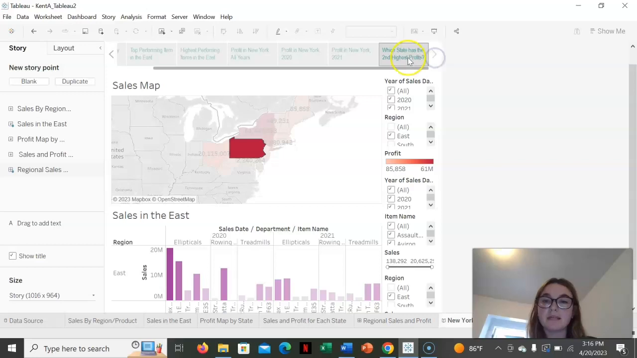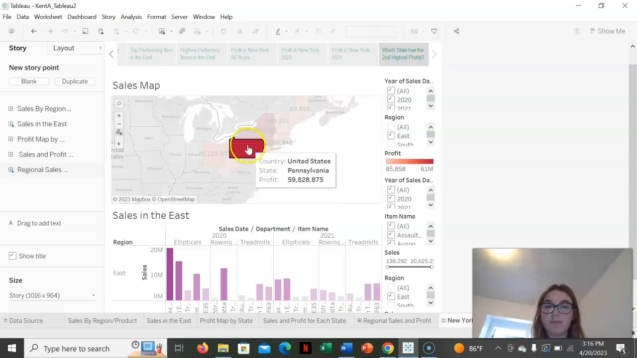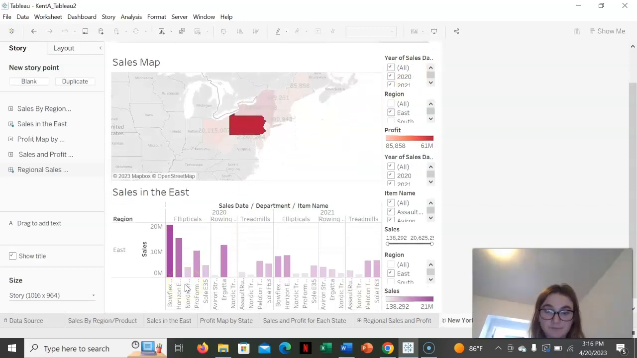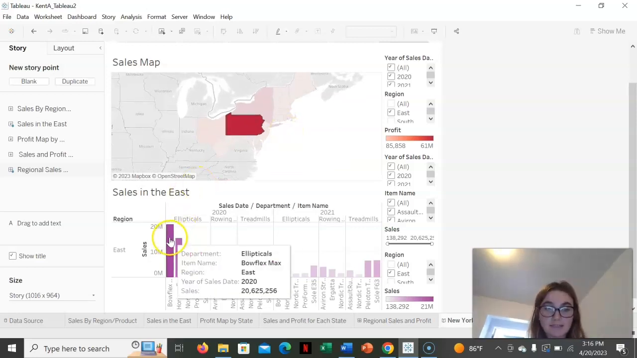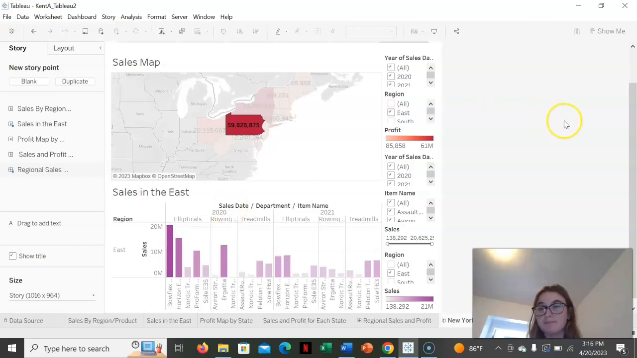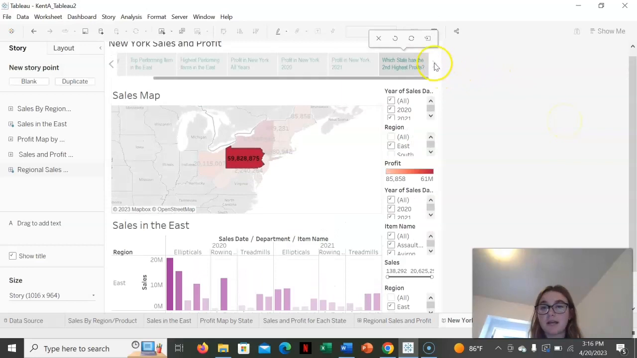So then that led me to question like what other state has the highest profits, and it brought me to Pennsylvania. So that one overall had the second highest, and I was curious to see which product had the highest, and it was also the Bowflex Max as well. So that was my story.